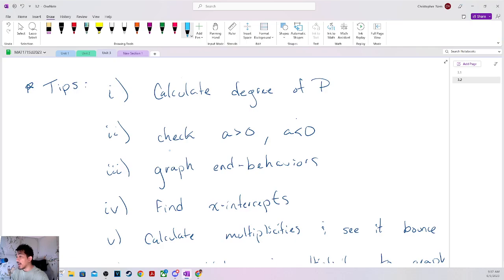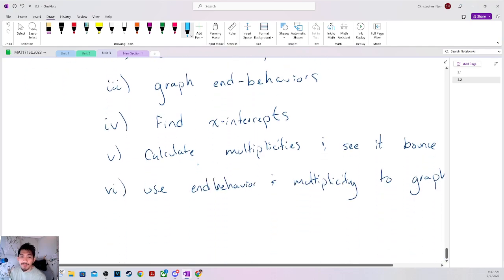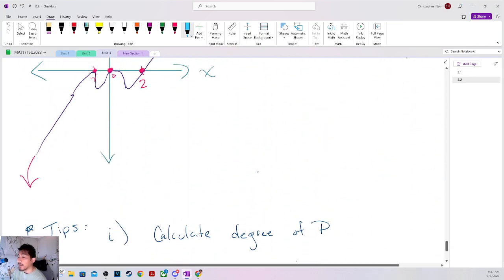If it's odd, down, up. Even, up, up. If the leading coefficient is negative, it's up, down for odd, and then down, down for even degrees. And then find your x-intercepts, plot them, check their multiplicities, and see how they behave at each multiplicity. Start with your end behavior and go to those x-intercepts. That's how I would proceed.